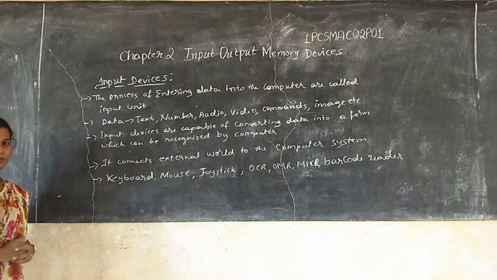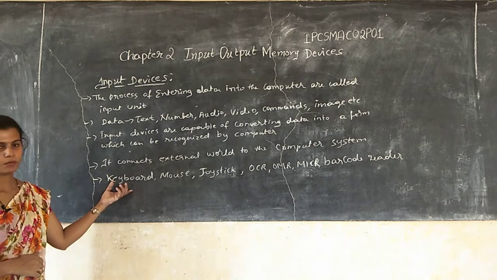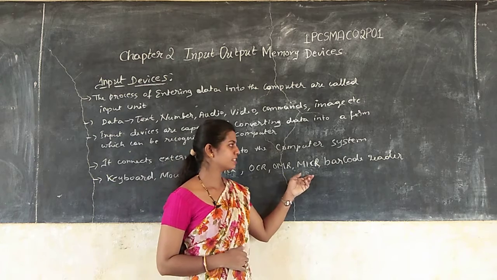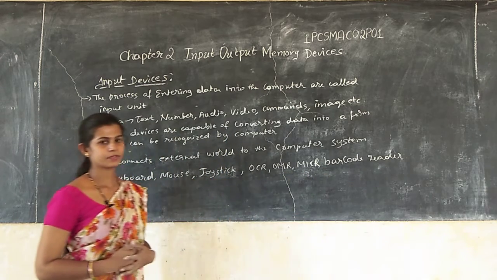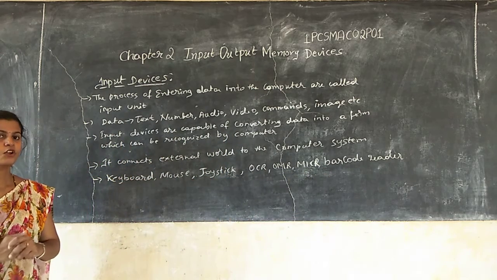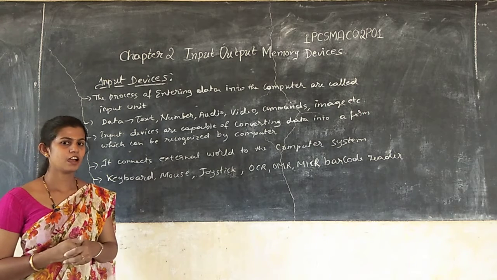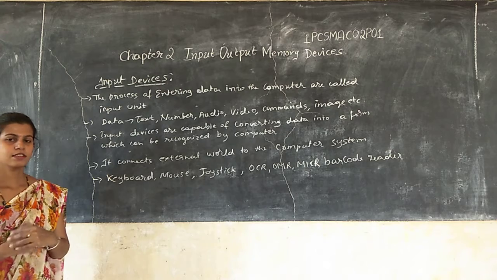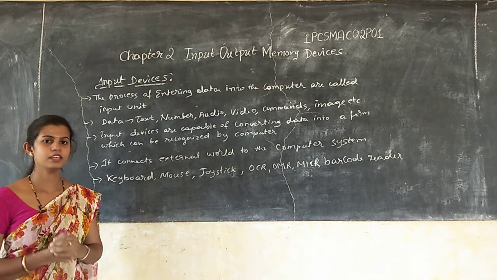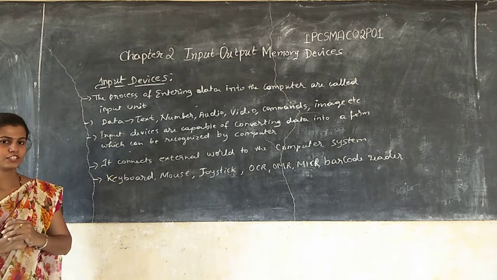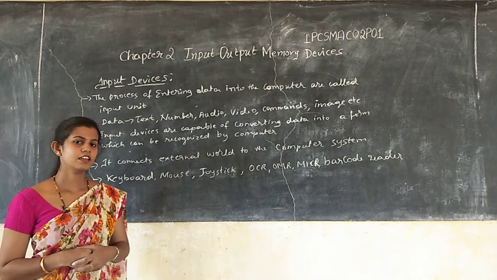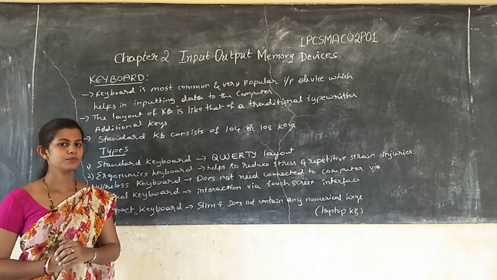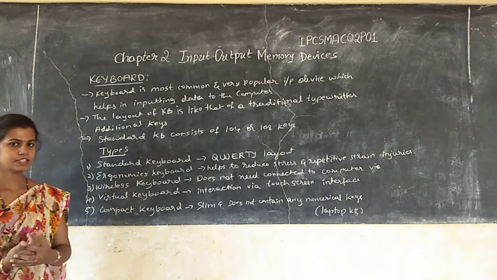We have so many input devices. Some of them are keyboard, mouse, joystick, OCR, OMR, MICR, barcode reader. We are using input devices to feed the information or data into the computer system. Without the input devices, we cannot enter any data to the computer. There is no interaction between user as well as the computer. So there are different types of input devices. We will see one by one.